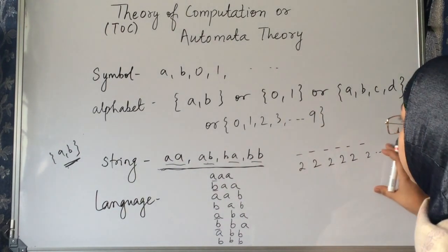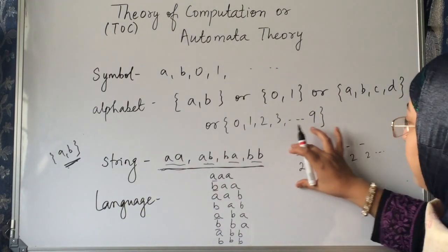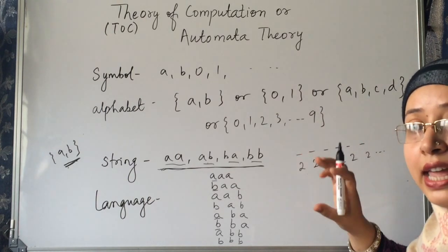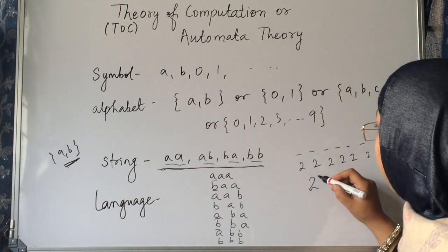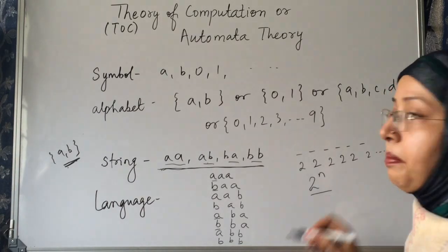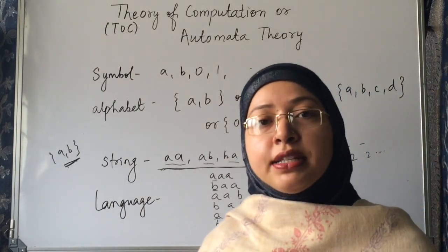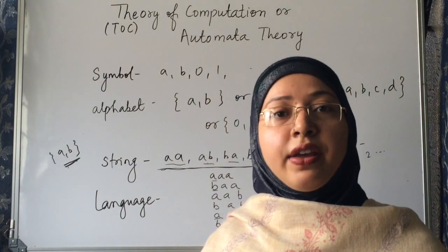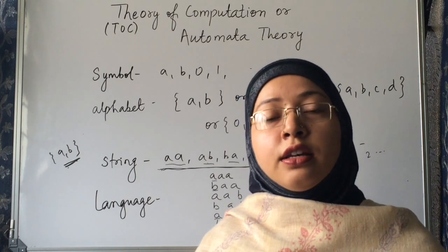And what is the length of this string? N. So what will be the number of strings possible? 2 to the power of n. How many strings are possible? 2 to the power of n. Okay.